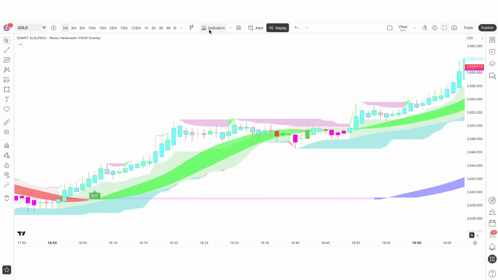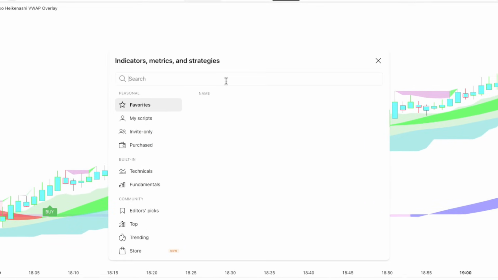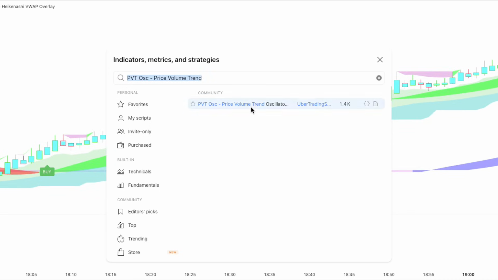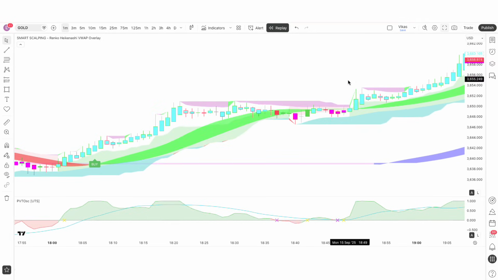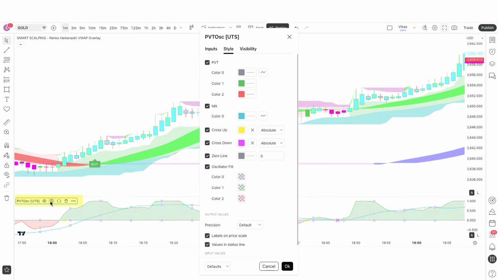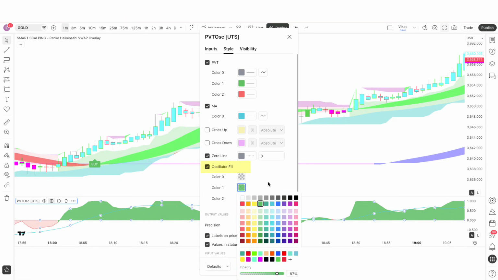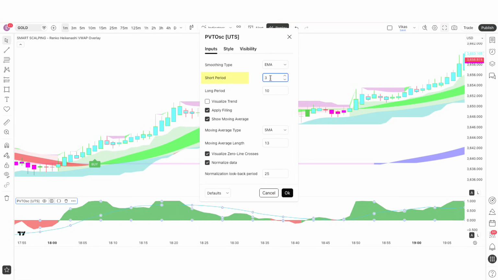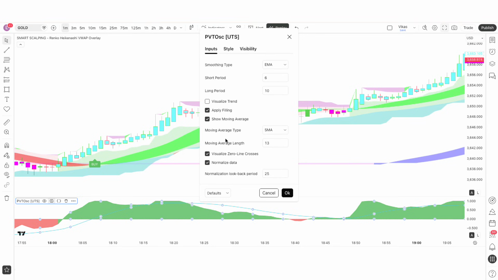Let's go to the Indicator Search tab, type PVT OSC, Price Volume Trend, and select the one called PVT OSC, Price Volume Trend Oscillator created by Uber Tradings. Now let's access the settings of this indicator so we can modify it to suit our strategy. We have to keep these options hidden. We changed the color opacity of the oscillator fill to 1 and 2, and changed the short period from 3 to 6, and here everything is fine after that.